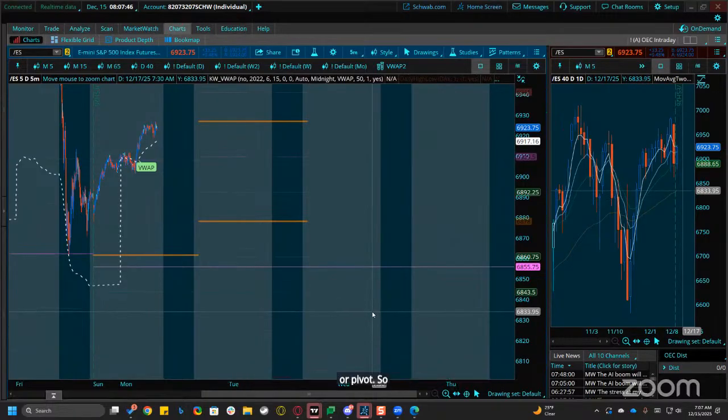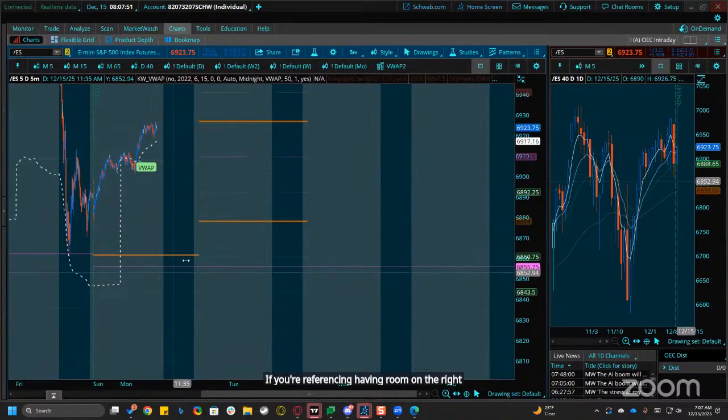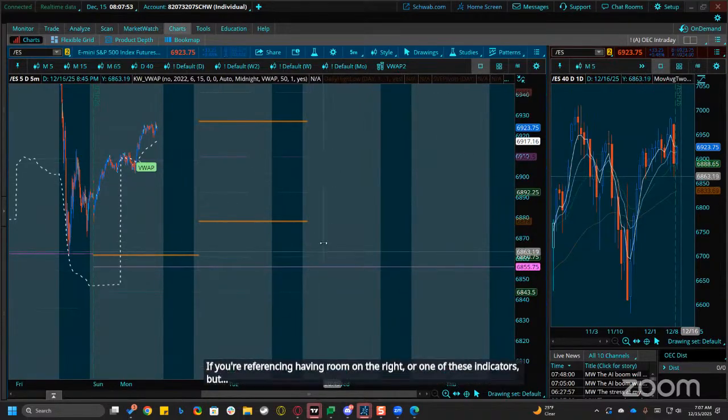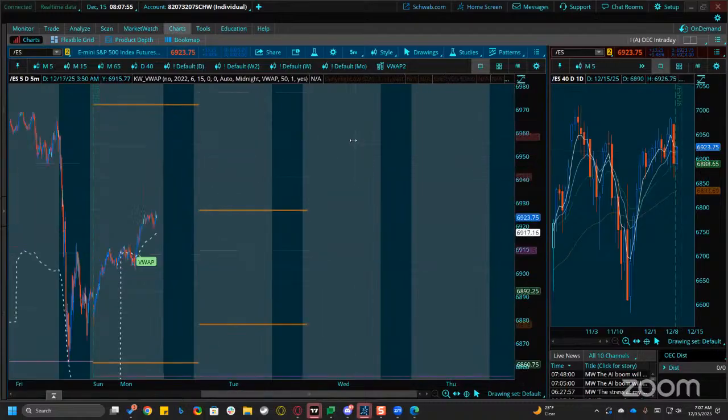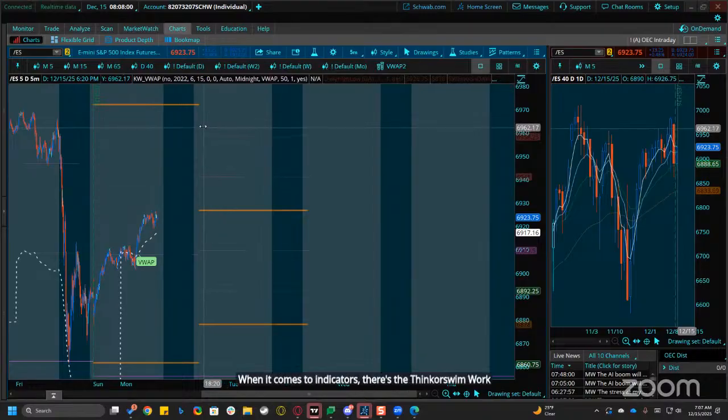So I don't know if you're referencing having room on the right or one of these indicators, but that's it. When it comes to indicators, there's the Thinkorswim workbook.